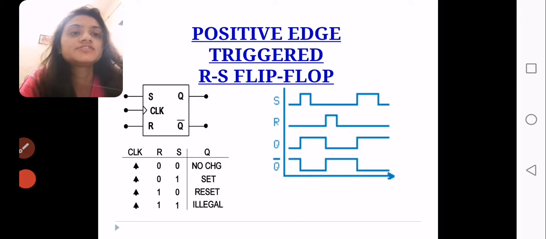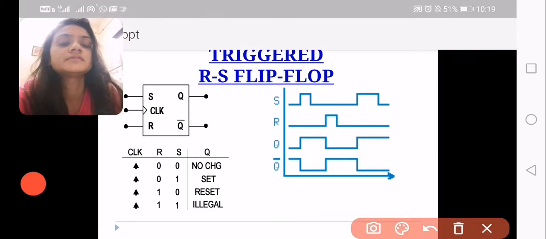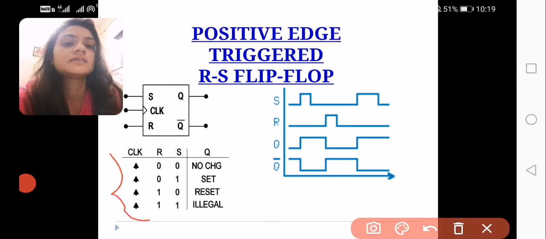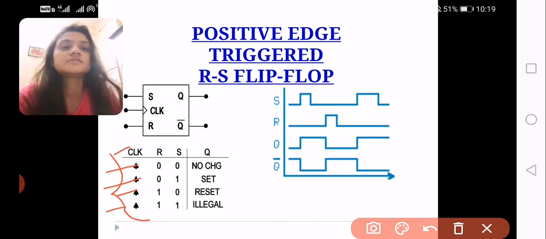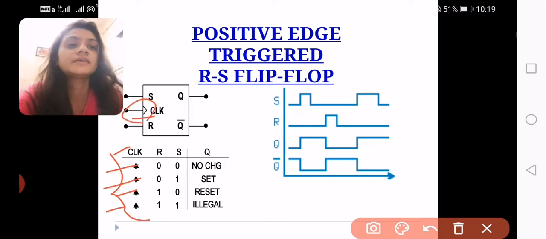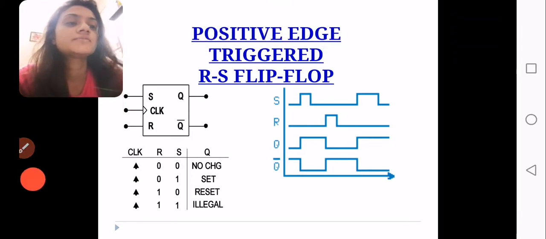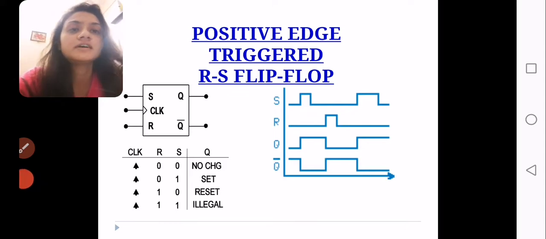Now in the positive edge trigger RS flip-flop, the clock is given so that if the clock pulse is positive, then you will find the output, otherwise it will be 0. Here a triangle is given, and the triangle means positive clock pulse. If this triangle has a bubble, that means negative edge trigger RS flip-flop. The waveforms you have already studied in your lecture.